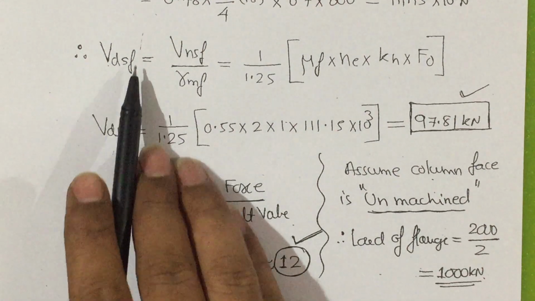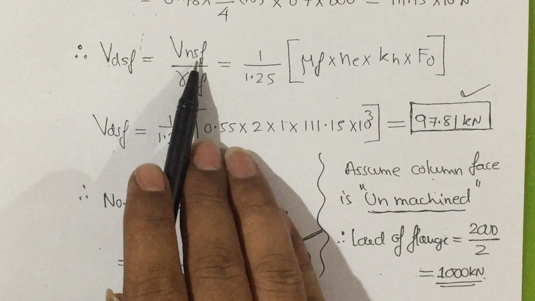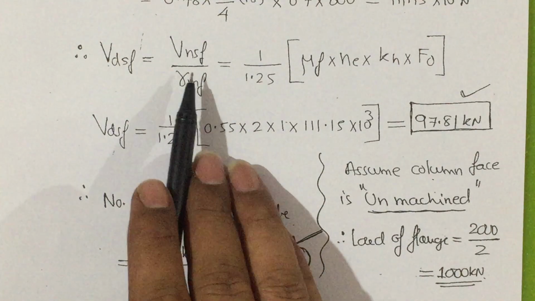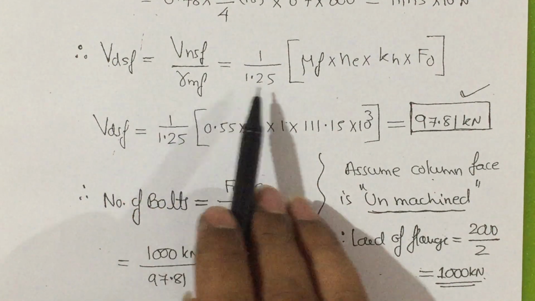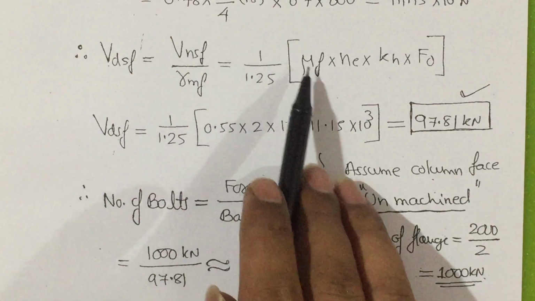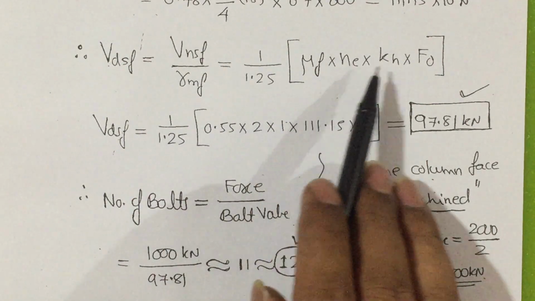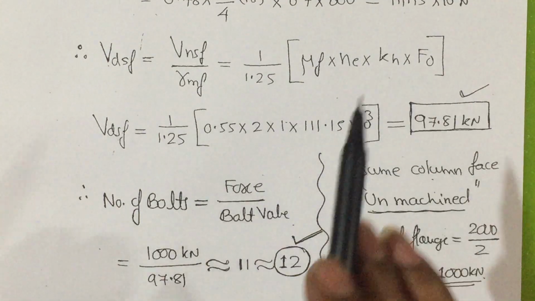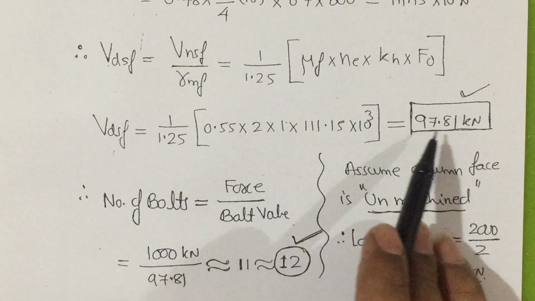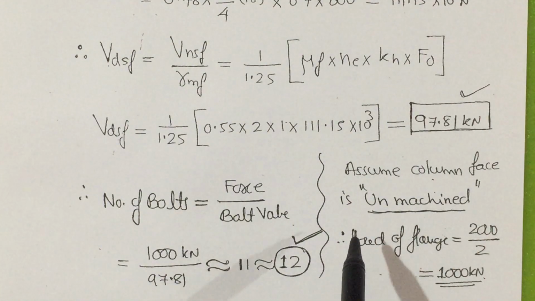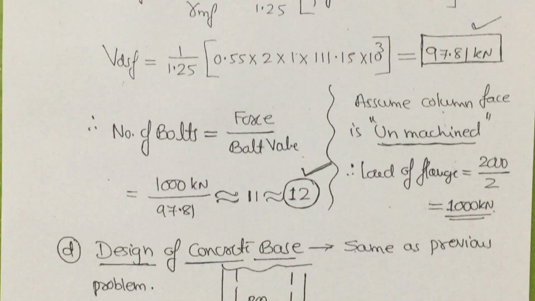Therefore, VDSF is given by VNSF by gamma mf, and gamma mf is 1.25. VNSF is given by mu f into Ne into Kh into F0. So, substitute all the values, you will get 97.81 kilonewton.